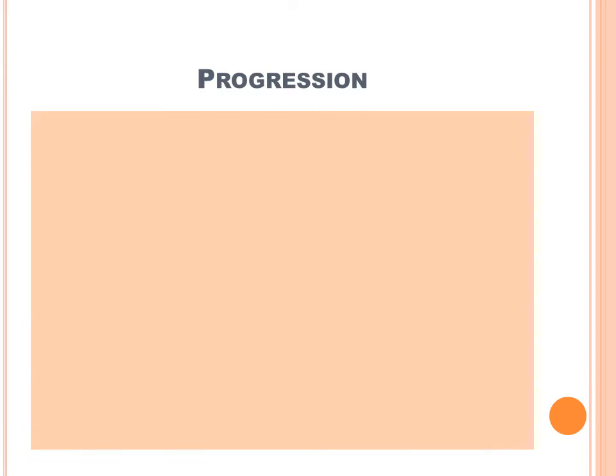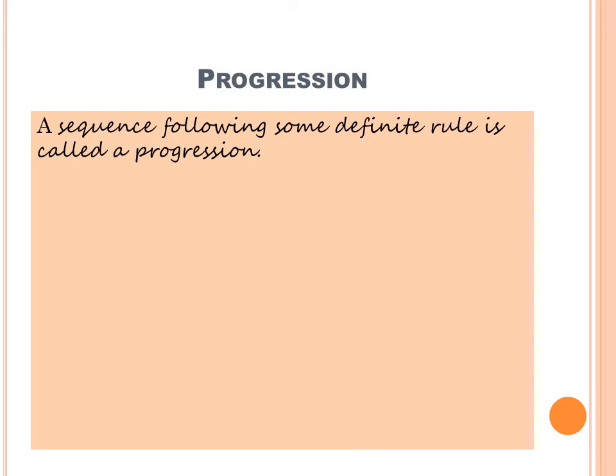The word progression explains your progress, whether you're increasing or decreasing, like how your progress report was in your FAs and other things. Progression means improvement, increase or decrease. So, a sequence following some definite rule is called a progression. For example, 2, 5, 8, 11 and so on.